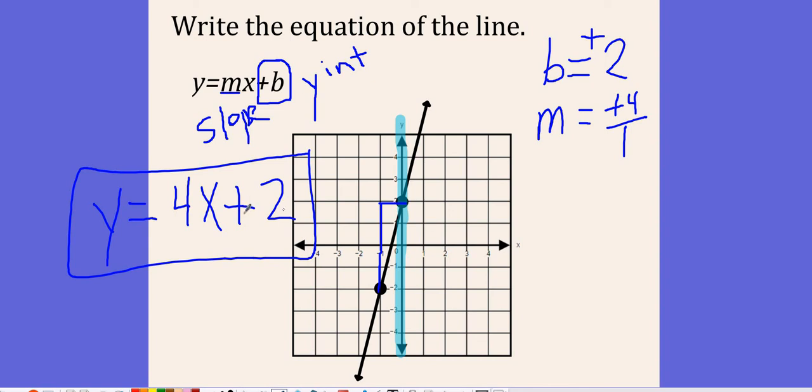You can always go back and check it. Plus 2 is my y-intercept. 1, 2. Yep, that's right. It's a positive slope. It is positive. It's going up. Okay, and I can count it to make sure it's 4. 1, 2, 3, 4 over 1. So that's how you do that.